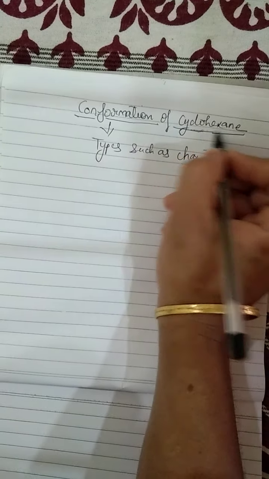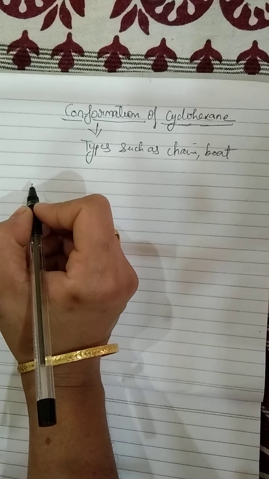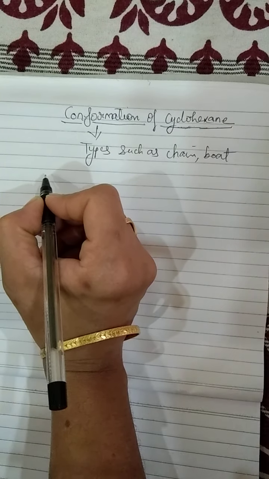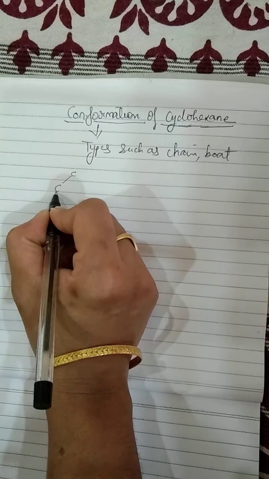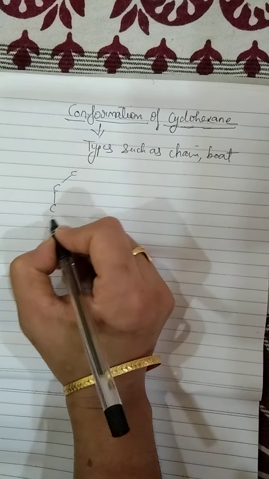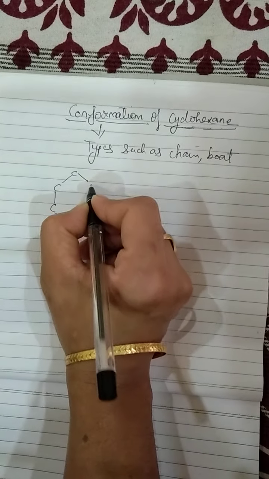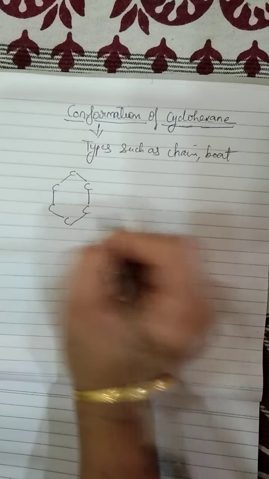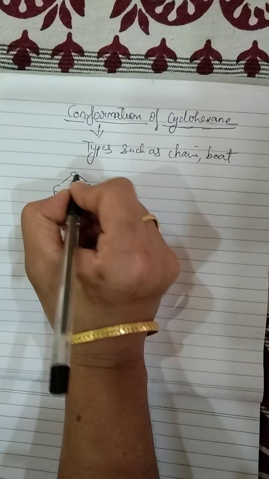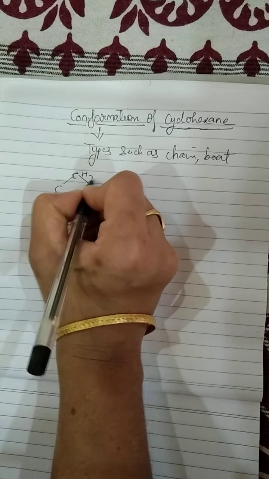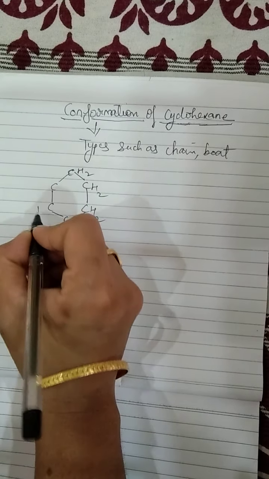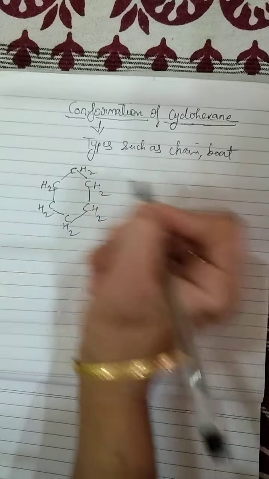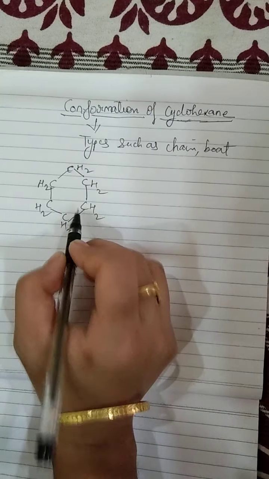So before going deep, let me tell you about cyclohexane. What is cyclohexane? Hexane means six carbon atoms, and cyclo means ring. So in this way, we can draw a cyclohexane. All carbons have H2 bonds. We say that cyclohexane has a structure like this.